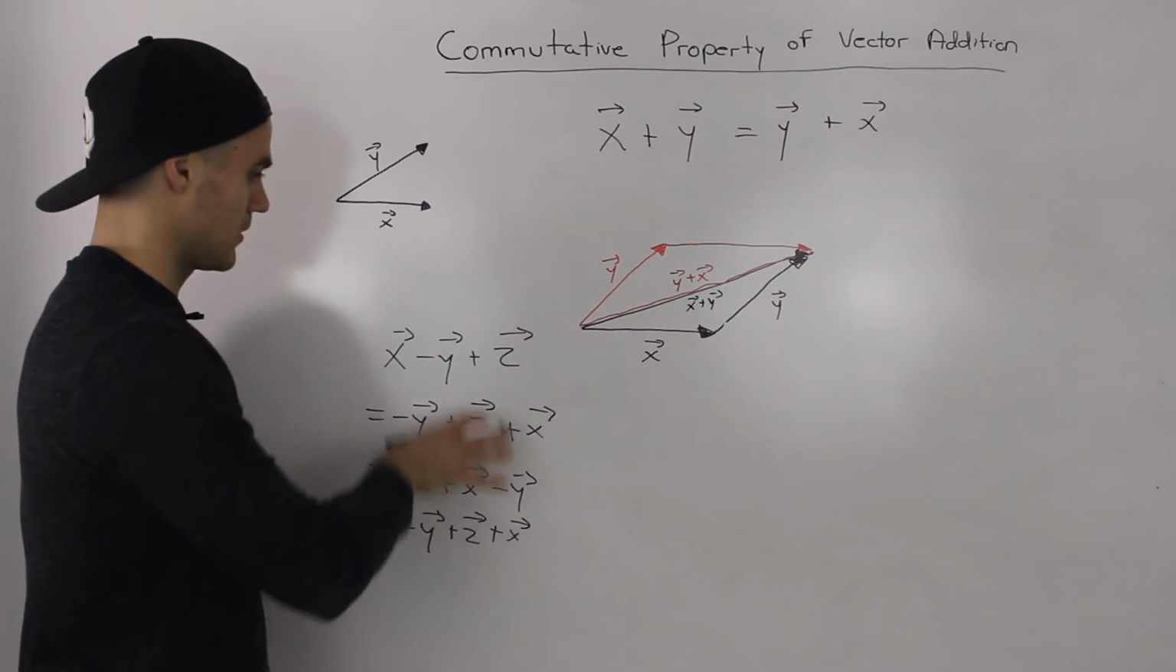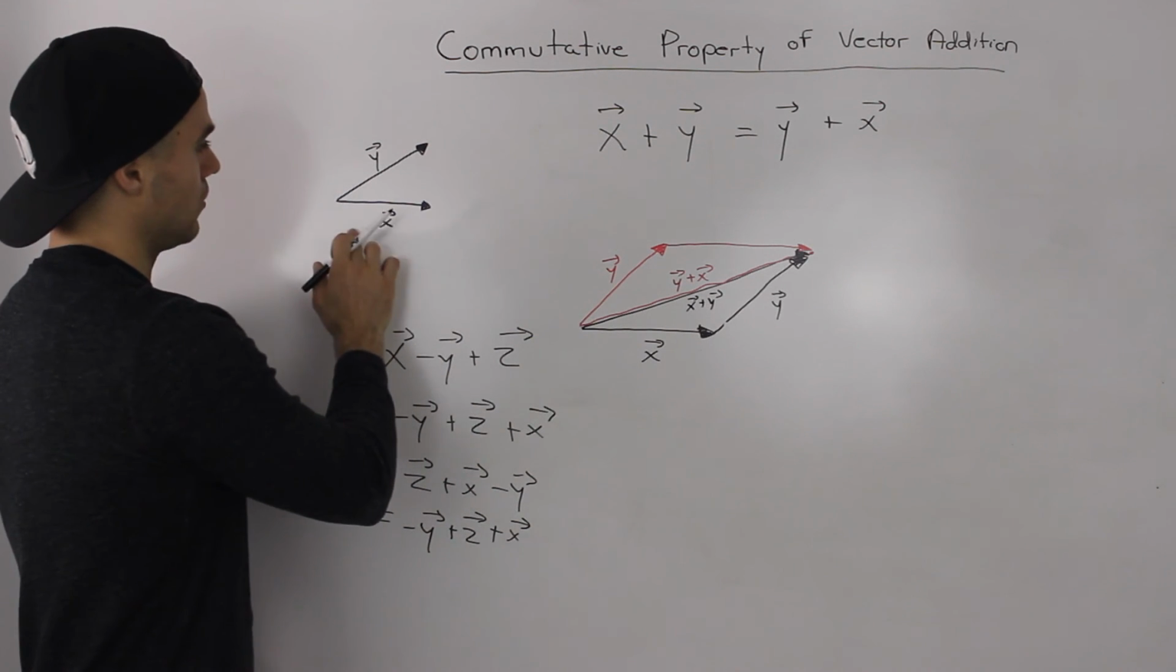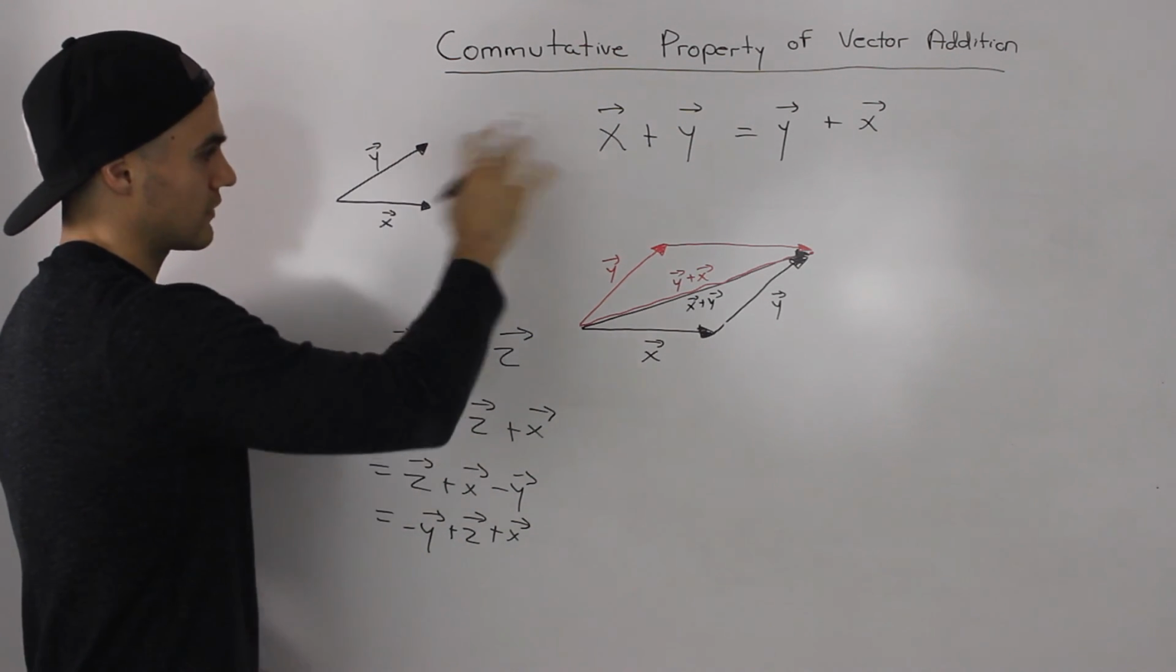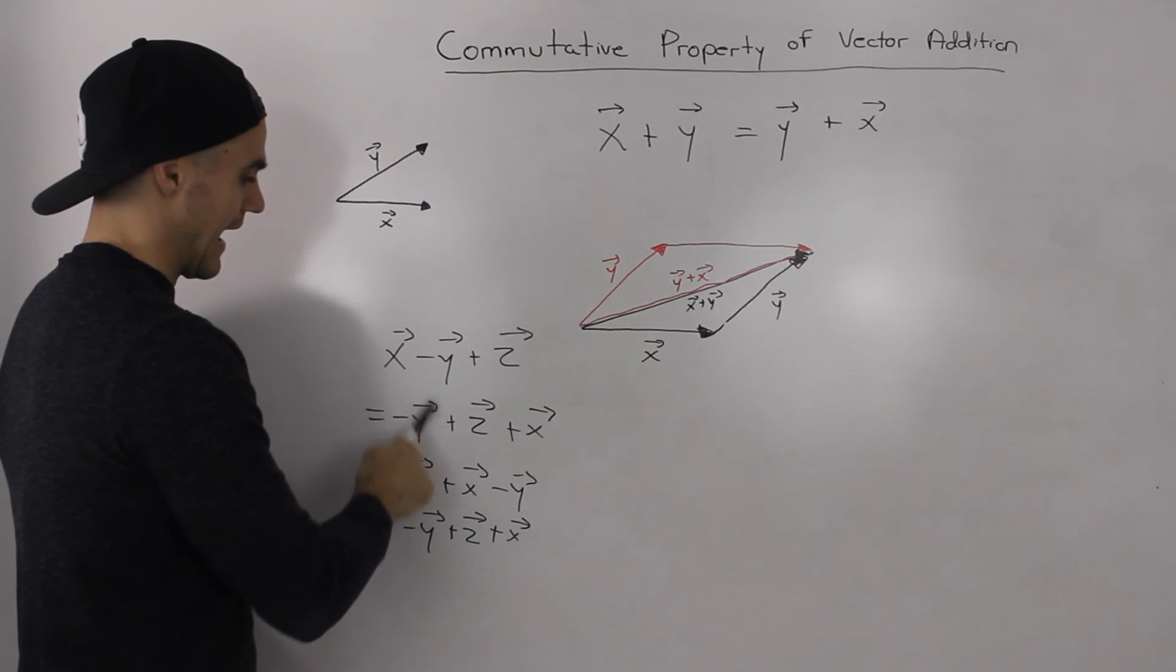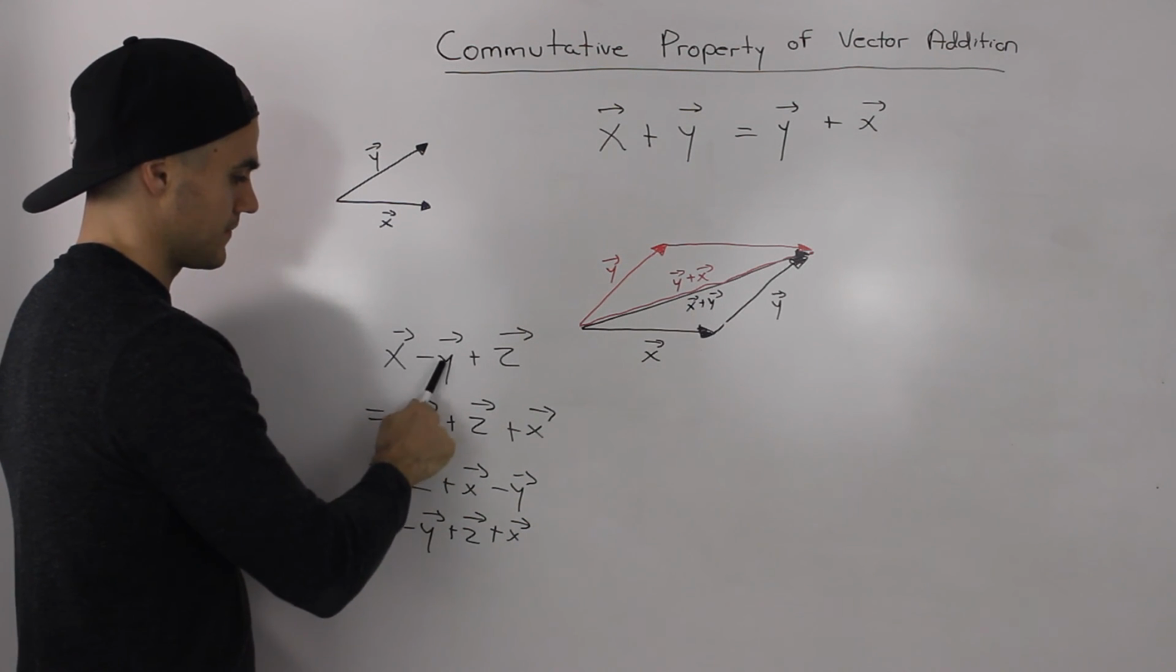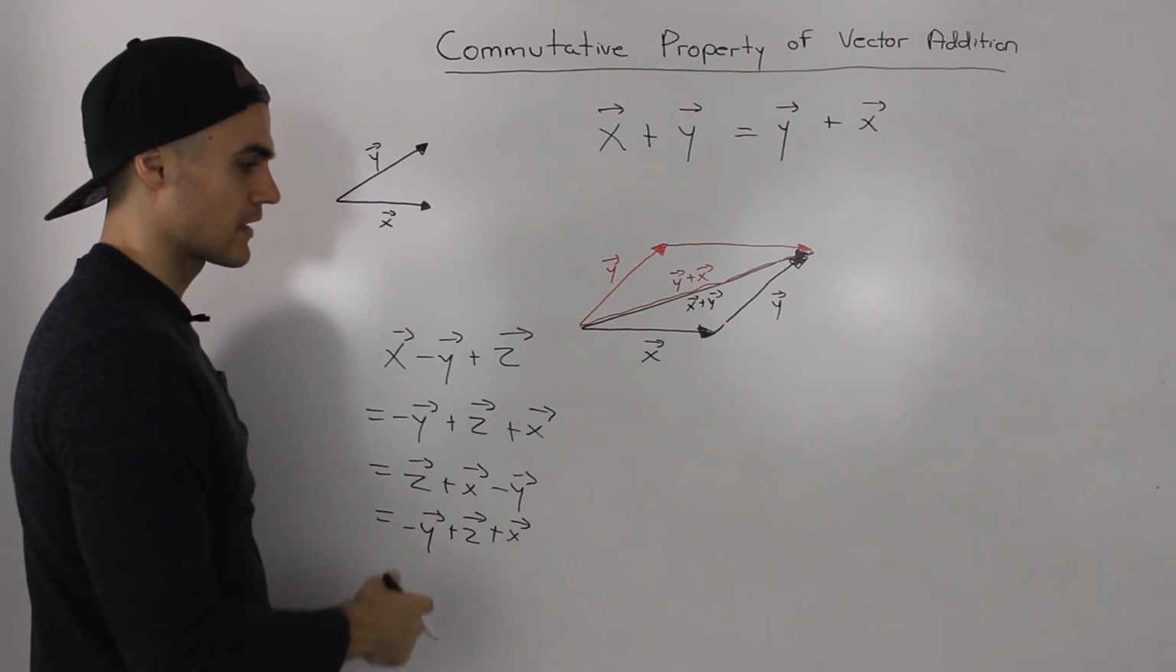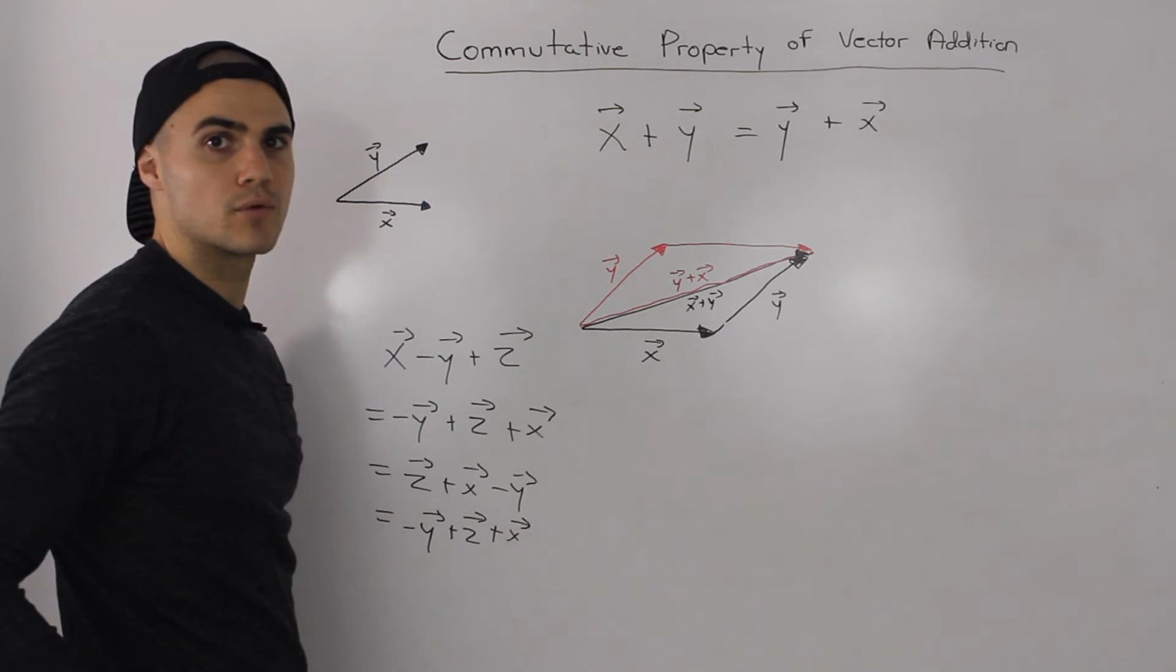So if you want to maybe prove this, draw out maybe 3 random vectors that are going in different directions, add them in different orders, and notice that the resultant vector that you get would always be the same.